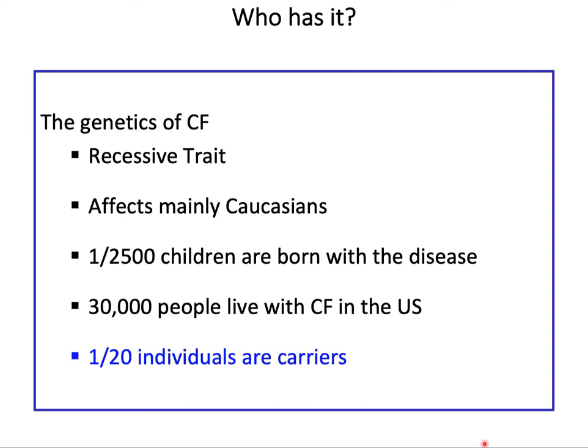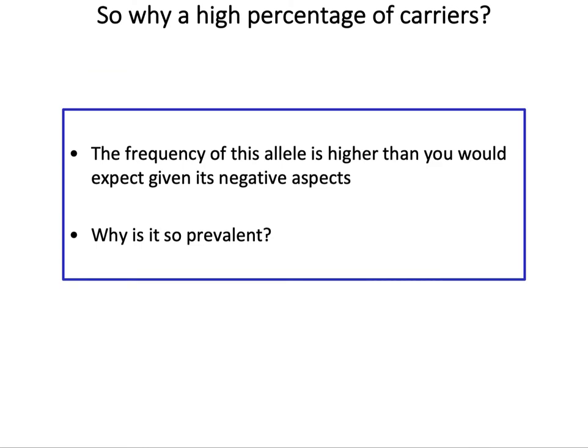It affects mainly Caucasians. 1 in 2,500 children are born with this disease. About 30,000 people live with cystic fibrosis in the US. And this is very interesting. About 1 in 20 individuals are carriers. And we didn't elaborate on this point, but I want to elaborate on this now because the point that 1 in 20 individuals are carriers is highly related to our discussion on cell signaling.